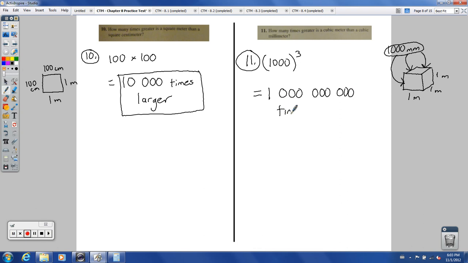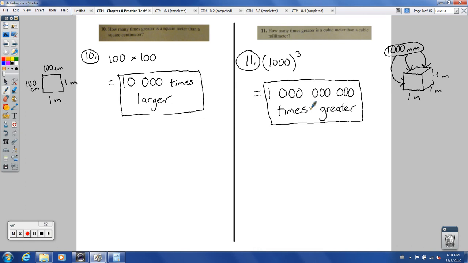So 1,000 times, I'll say greater this time since they used the word greater. I won't go against the grain this time, I guess. So 1 billion times greater.